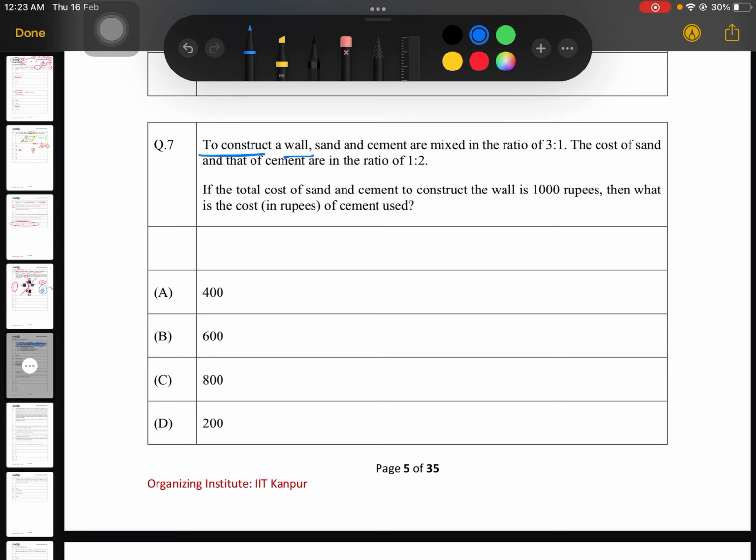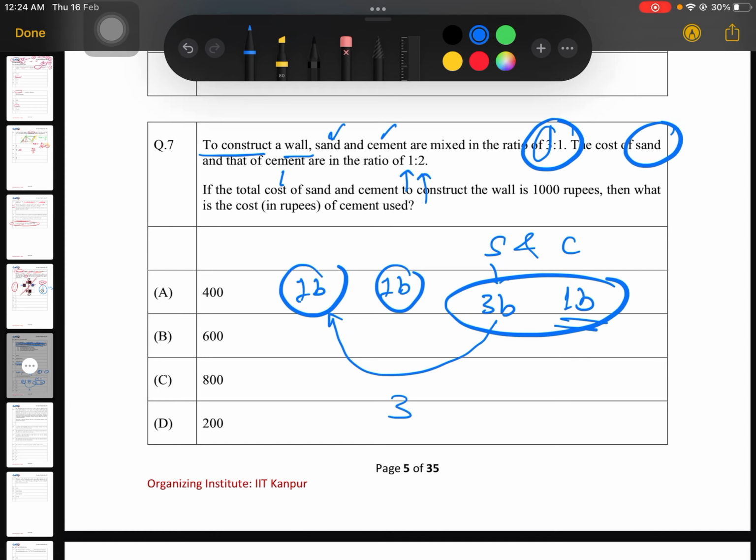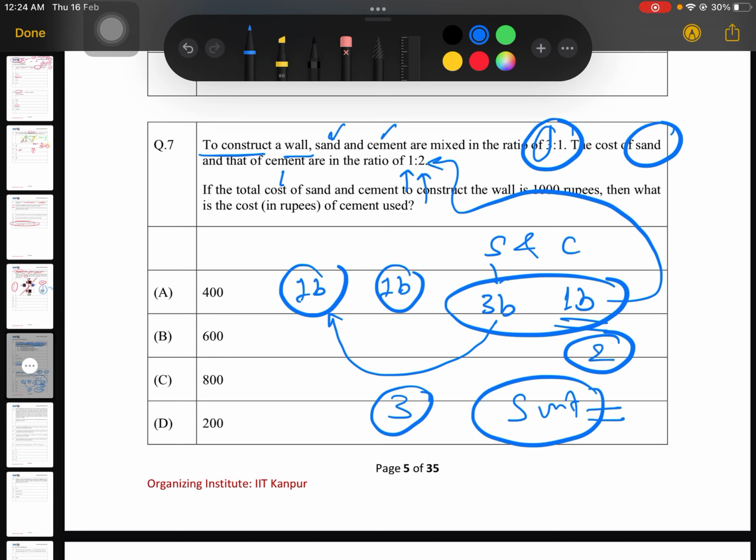This is an easy question. To construct a wall we need sand and cement, correct? So we need sand and we need cement, and if you go through the sandbags, you need 3 bags of sand and 1 bag of cement. They are saying if you are going to purchase these 4 bags, then for 1 bag of sand you will pay 1 rupee, and for 1 bag of cement you will pay 2 rupees. It means 3 bags of sand is 3 rupees, and 1 bag of cement is 2 rupees. So total 5 units you are paying. This 5 units is nothing but 1000 rupees. So for 1 unit it is 200 rupees.